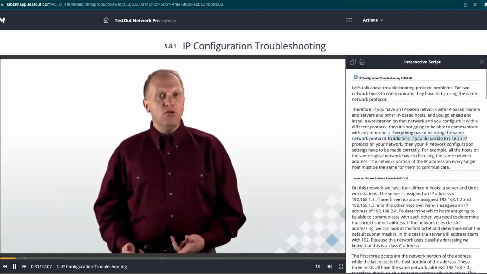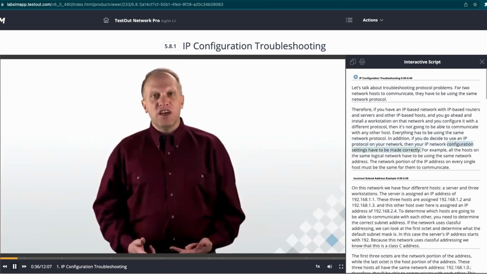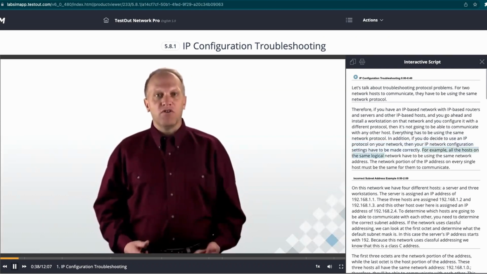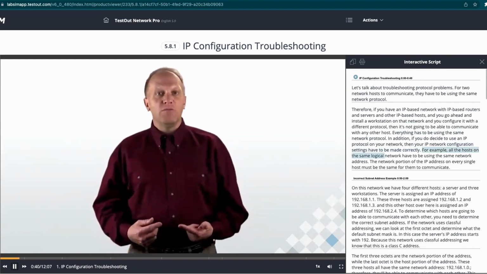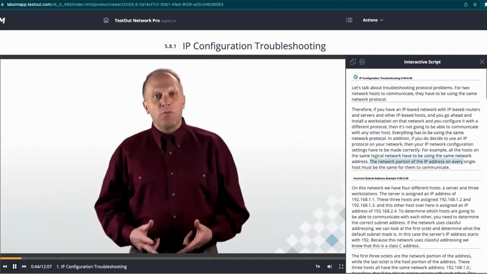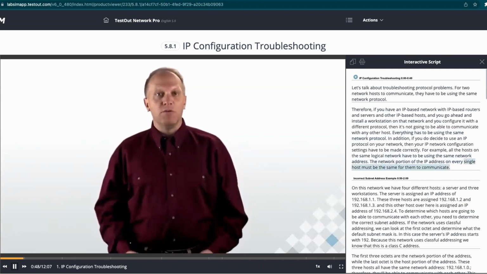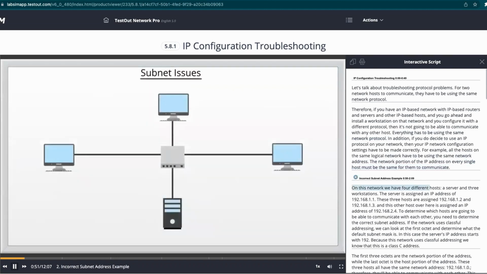In addition, if you do decide to use an IP protocol on your network, then your IP network configuration settings have to be made correctly. For example, all of the hosts on the same logical network have to be using the same network address. The network portion of the IP address on every single host must be the same in order for them to communicate. Now, on this network, we have 4 different hosts, a server and 3 workstations.